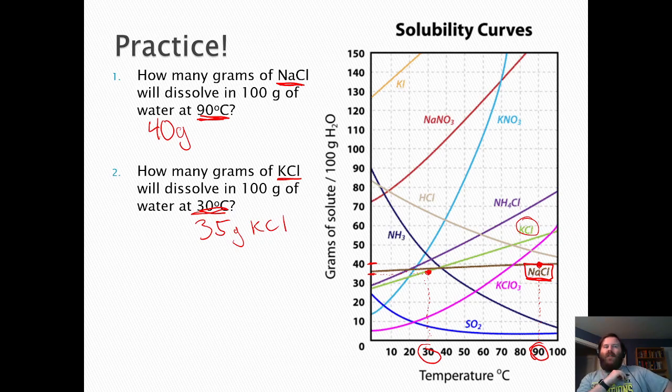30 degrees Celsius is hotter than room temperature, but not absurdly hot. It is regularly hotter than 30 degrees Celsius outside in North Carolina.